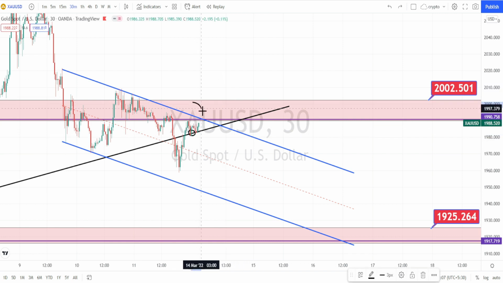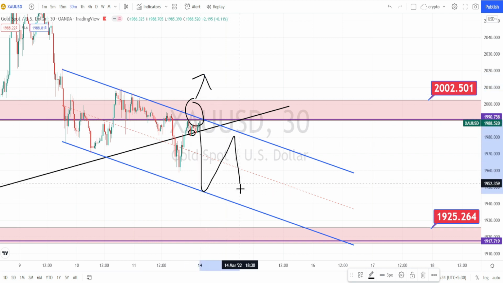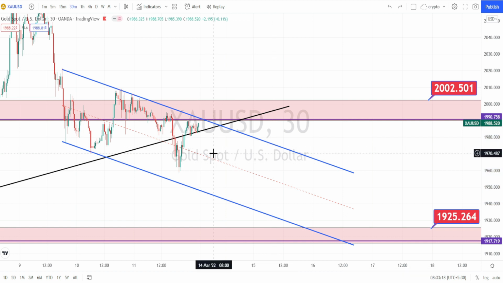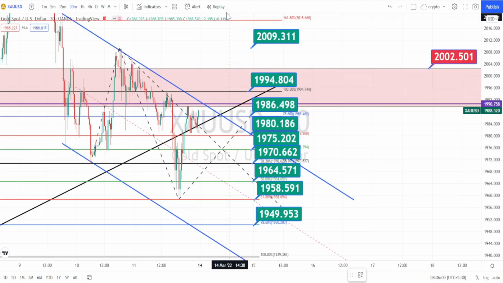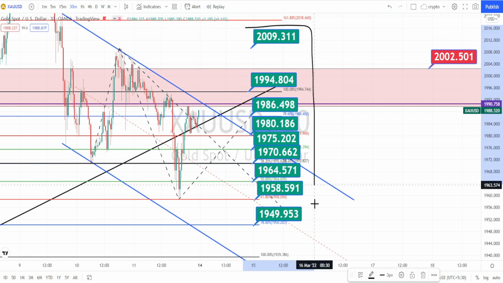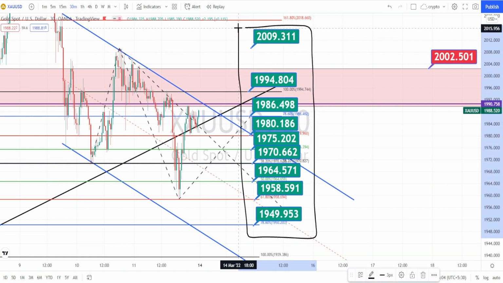Let us wait and see if it breaks this higher time frame resistance area. Only when it breaks this resistance area, we can expect the bullish trend to start in 30 minutes time frame, or else we can expect the downtrend to continue within this channel pattern. Let us mark the support and resistance levels for 30 minutes time frame. So these are all the support and resistance levels for 30 minutes time frame.